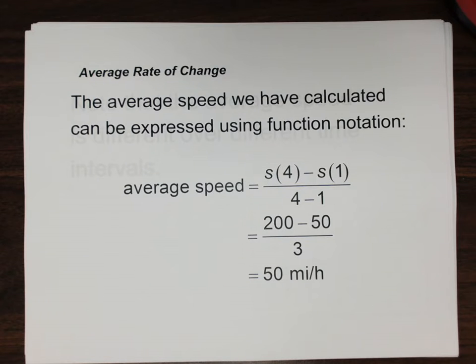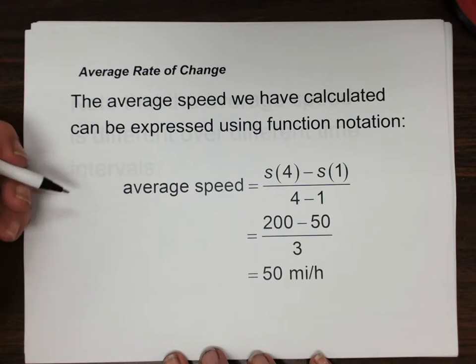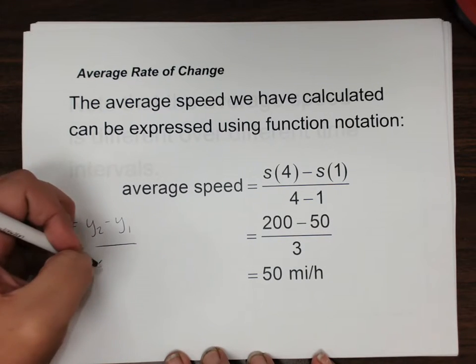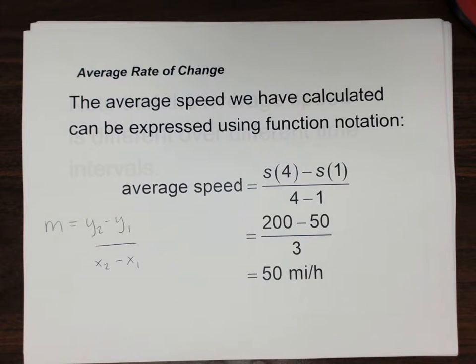The average speed we have calculated can be expressed using function notation. This might look slightly familiar to you because it's really related to our slope formula, if we recall, which was m equals y2 minus y1 over x2 minus x1. And here we have two x values for our time, and instead of saying y, we're saying the function value at that time. Then we're putting in our known values: 200 miles minus 50 miles over 3 hours to get that average rate of 50 miles per hour.